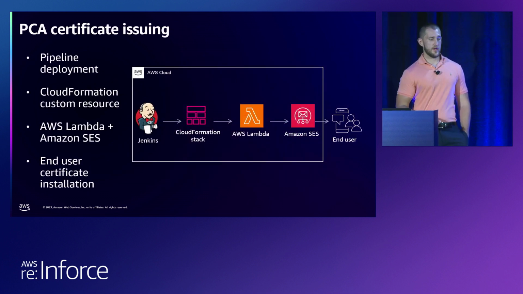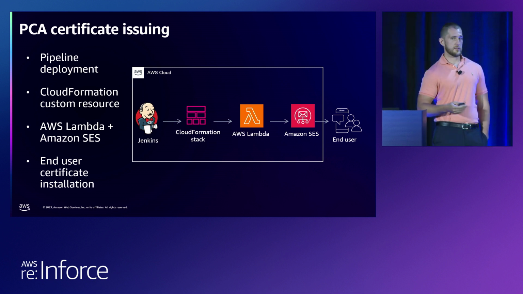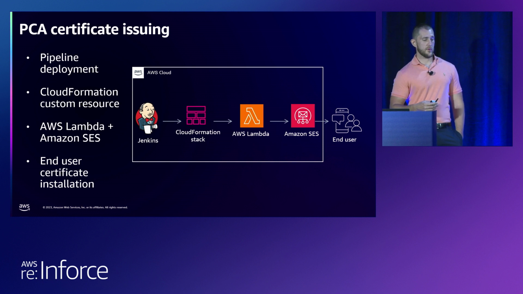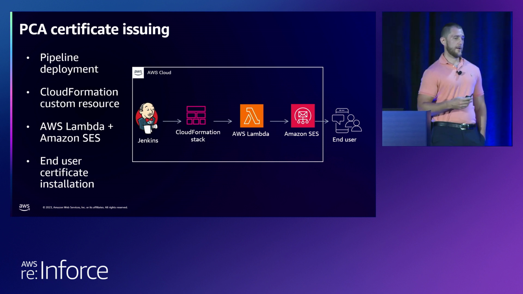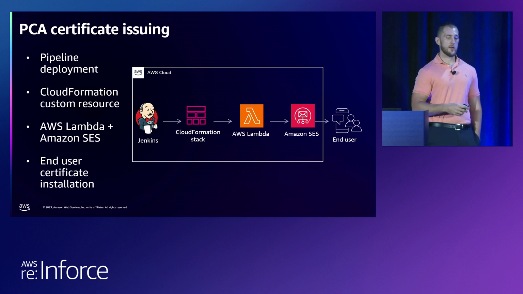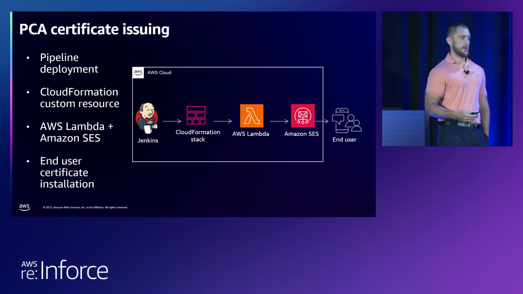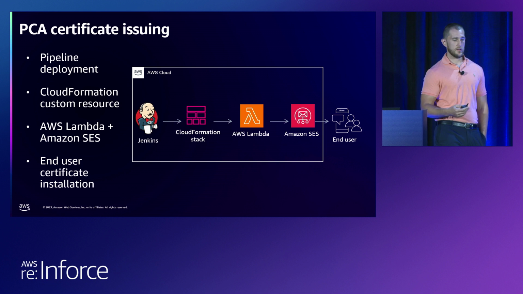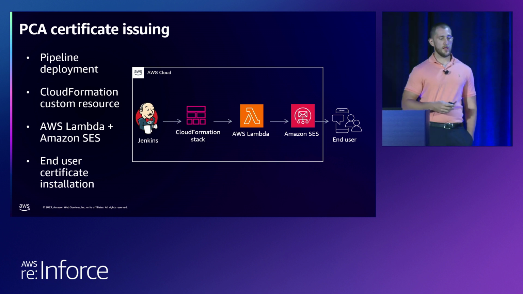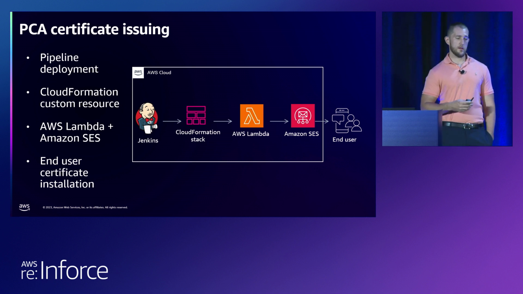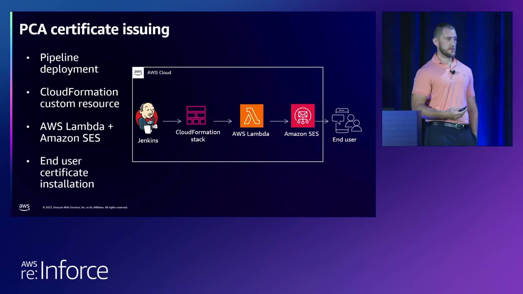Another issue that we ran into was the certificate issuing. We didn't want to force teams to have to reach out to a single team or a single person to request these certificates, right? We're trying to automate as much as possible and enable developers to build and get everything they need in a self-service model, right? So what we did was we built a pipeline using Jenkins that deploys a CloudFormation custom resource.